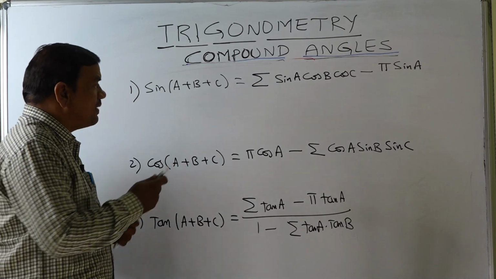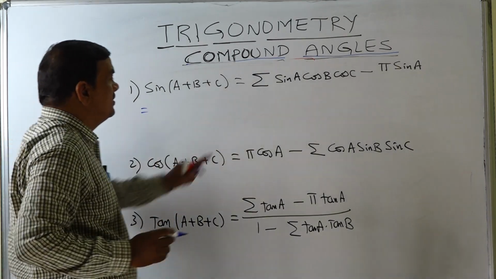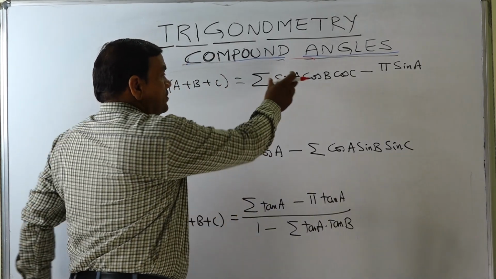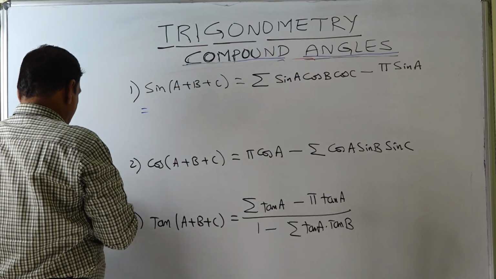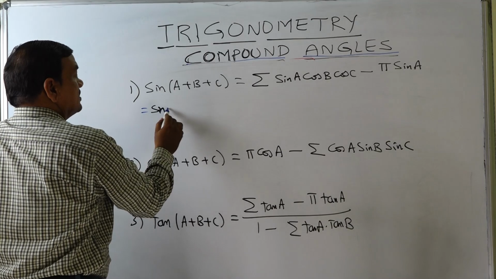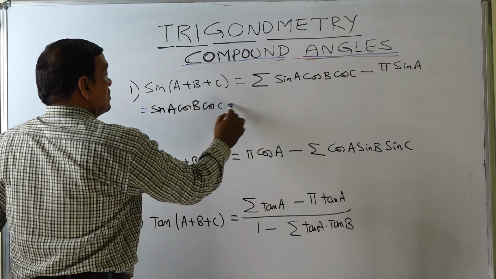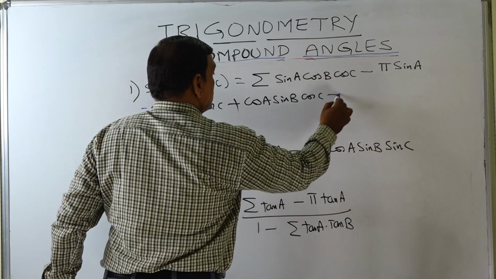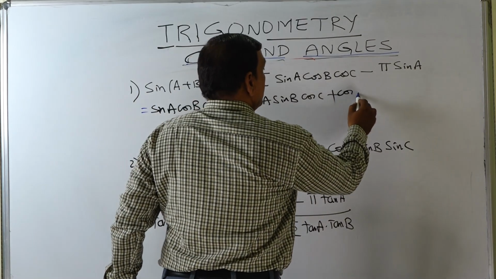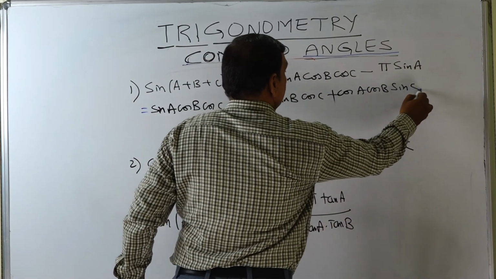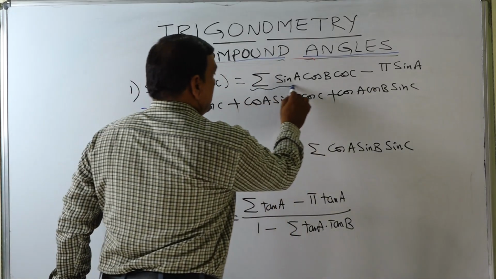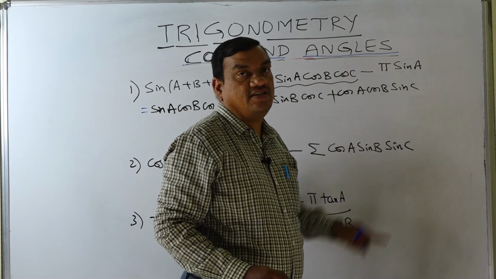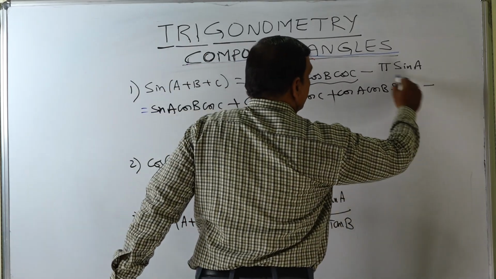So what is the expansion of this formula? See here, sigma sin a cos b cos c means first sin will come to a. The first term is sin a cos b cos c plus cos a sin b cos c plus cos a cos b sin c. This is the summation notation. Up to here I have derived. This is sin a, next sin b, next sin c. That's all. Minus pi means product.